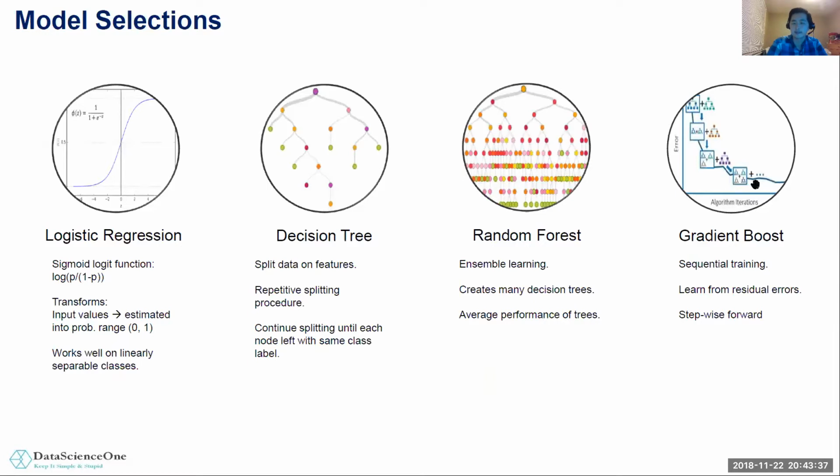The last one is the gradient boosting model. It's a sequential type of training model in a stepwise fashion. At each stage, it tries to learn the residual error from the previous stage to make better accuracy, basically reducing the error gap as much as possible from each iteration.